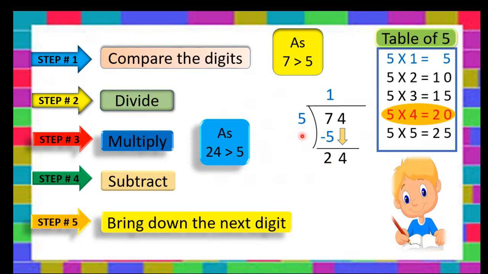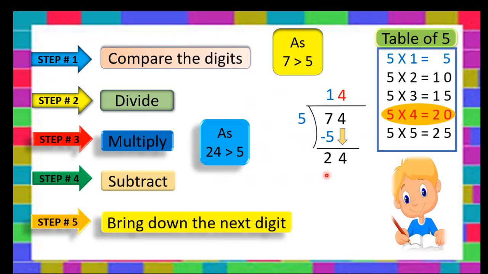So we will find the product in the table of 5 which is less than or equal to or nearest to 24. As you can see here, when we read the table, 5 multiplied by 4 is equal to 20. Here 20 is the product which is nearest to 24, as 24 is not in the table of 5. So we will take the nearest value, that is 5 multiplied by 4 is equal to 20.